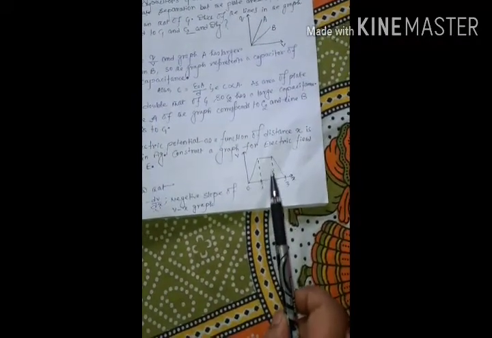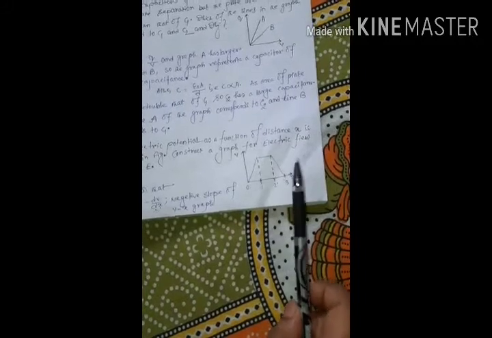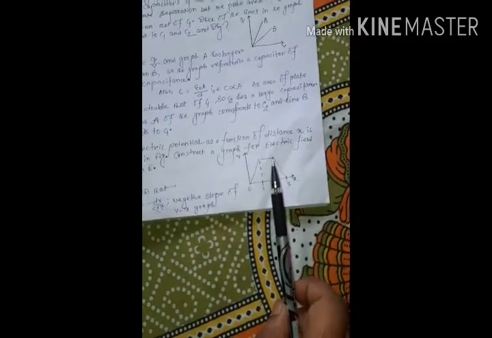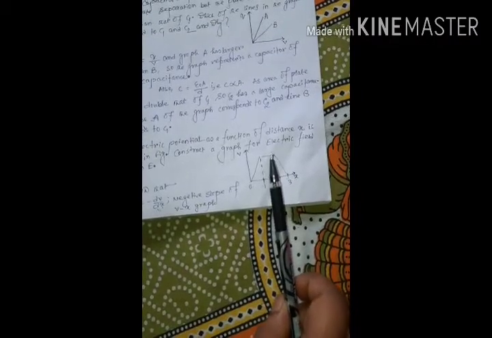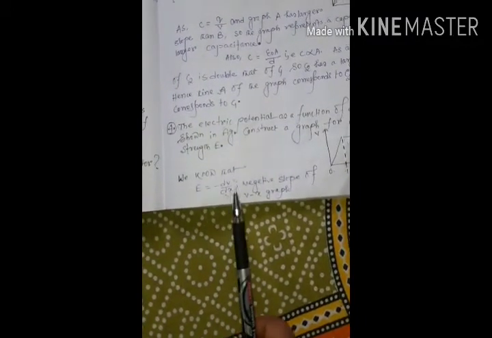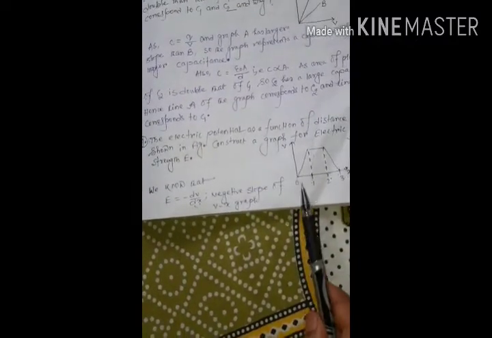We have to determine the graph for electric field versus distance, for which one relation is required, and the relation is the relation between electric field and potential, given by E equals minus dV by dx, where dV by dx is known as the slope of the V-x graph. Now see the value of electric field in these 3 different regions.